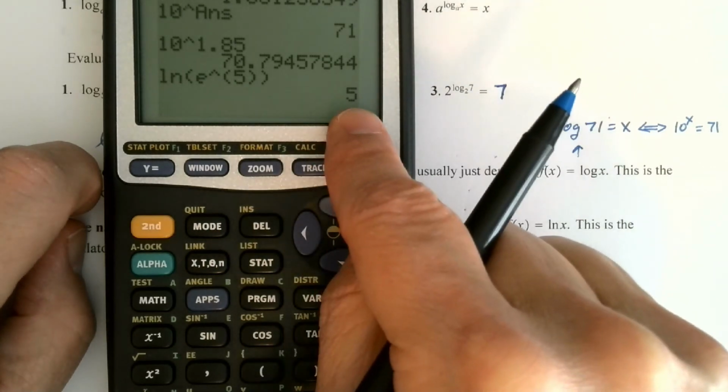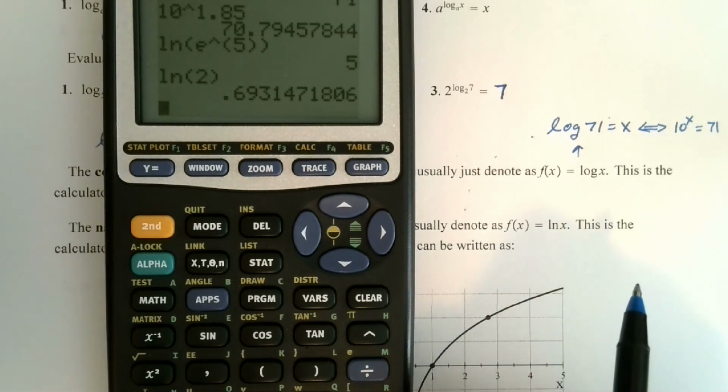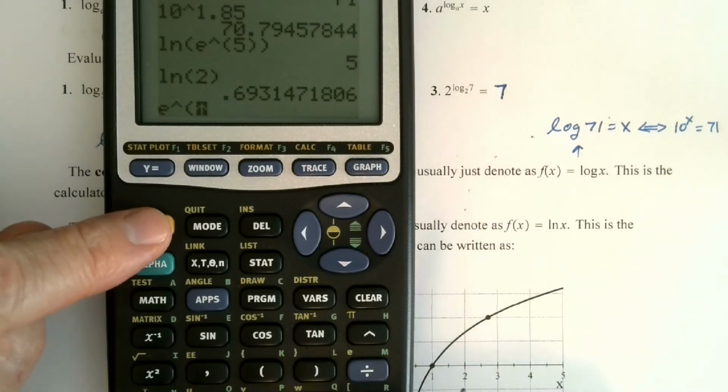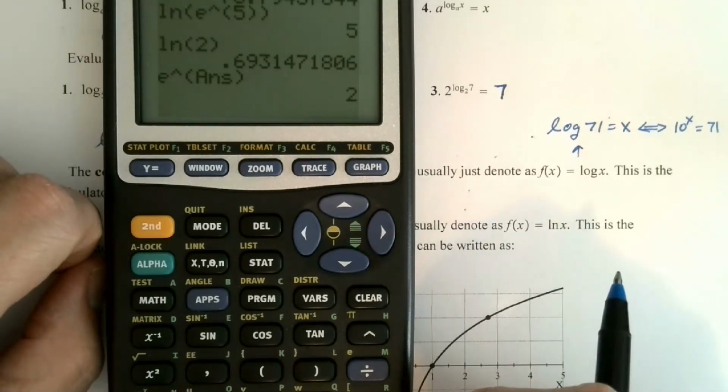Answer, 5. Okay. But if I want to take the natural log of something like 2, what's the natural log of 2? What's the power of e needed to get 2? There it is. That's the power of e needed to get 2. So if I take e and raise it to that power, I'll call that answer, that's stored in the answer variable. I should get 2, right? And I do.